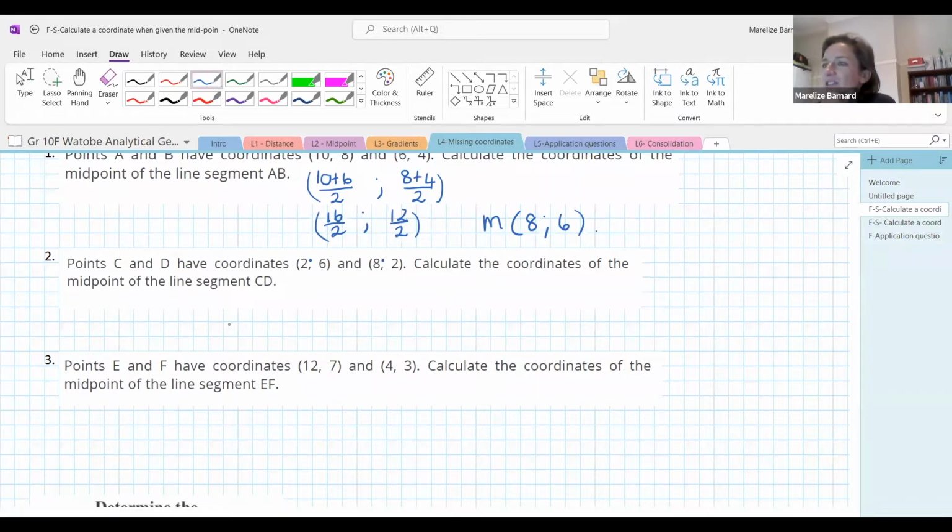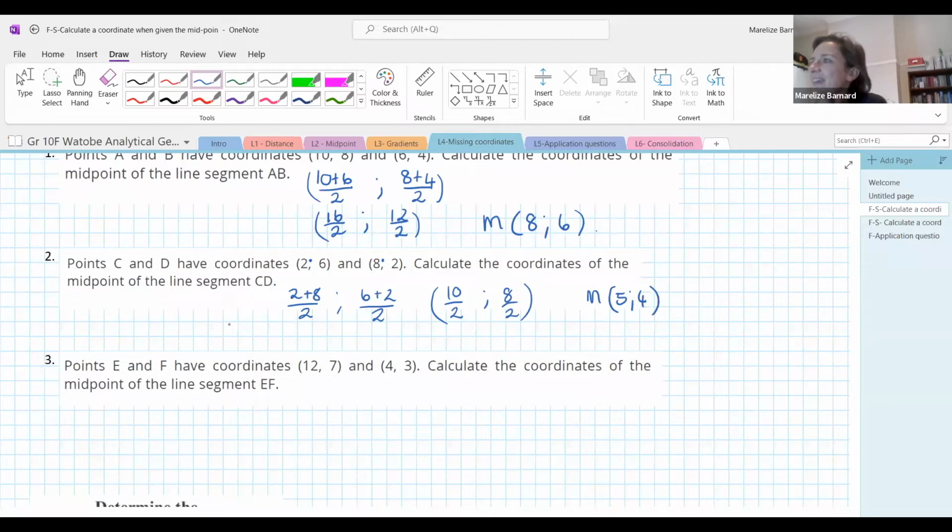Okay, so to do our midpoint, we're going to do 2 plus 8. So we're going to average the x coordinates out, and we're going to average the y coordinates out as well. And that's going to give me 10 divided by 2 and 8 divided by 2, which then gives me the midpoint, 5 and 4. Okay, excellent. Well done, everyone. Last one, question 3.